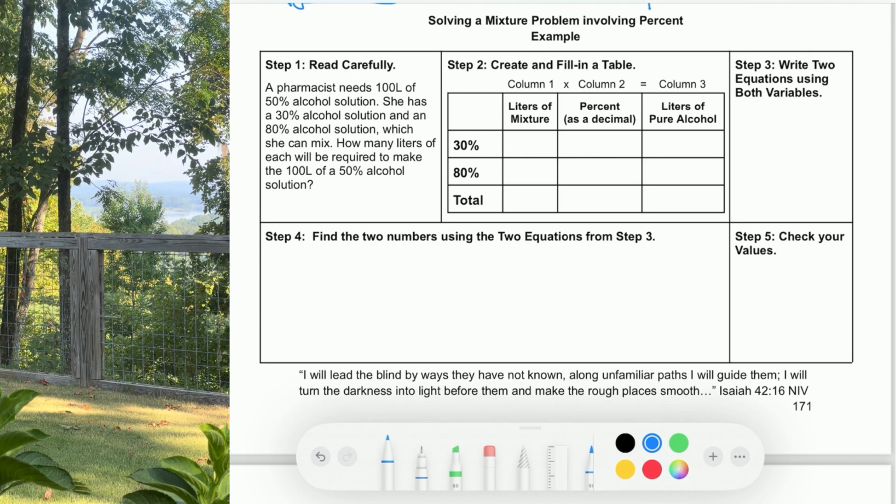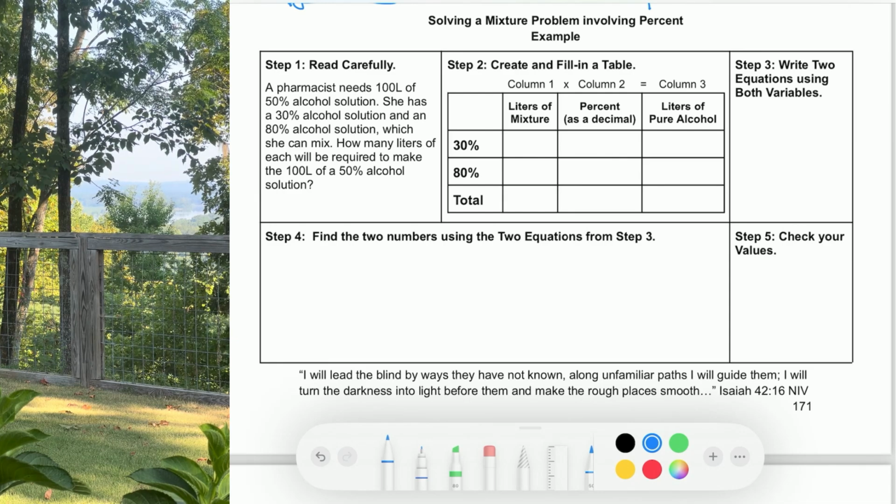So a pharmacist needs 100 liters of 50% alcohol solution. She has 30% alcohol solution and an 80% alcohol solution, which she can mix. How many liters of each will be required to make the 100 liters of a 50% alcohol solution? It's a lot of numbers in there. So this is why I say read carefully and go back and reread it again multiple times until you understand exactly what you have and what they're looking for. All right, so let's fill in our table here.